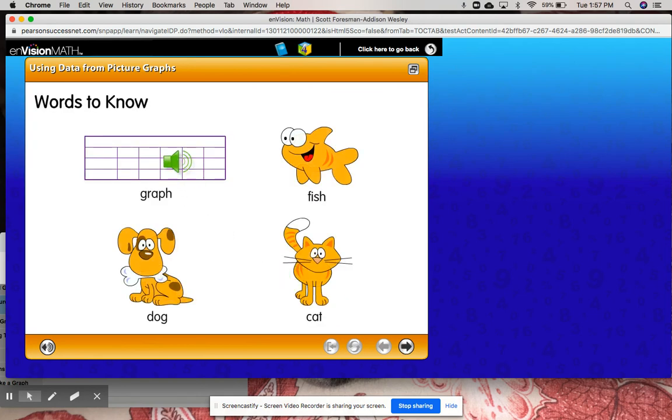First, let's start with our words to know. Graph. Dog. Fish. Cat.